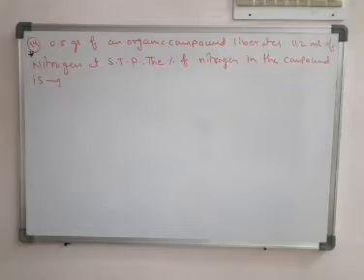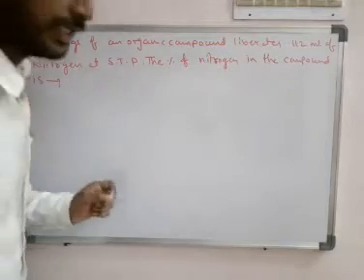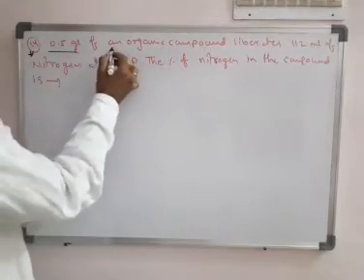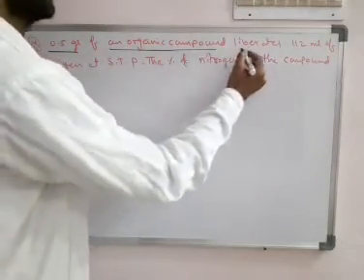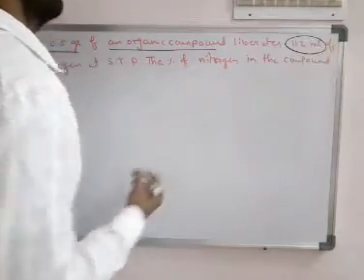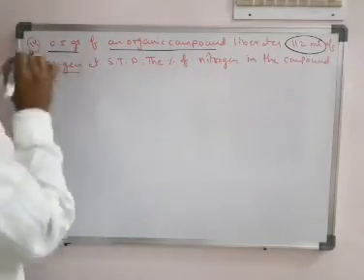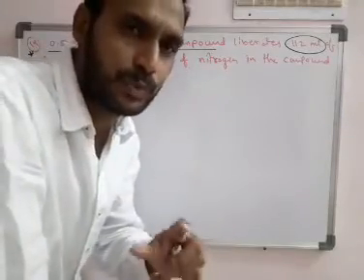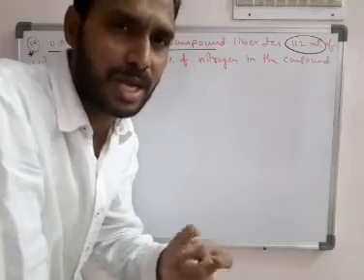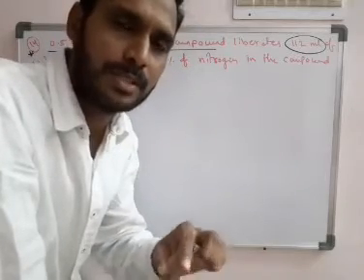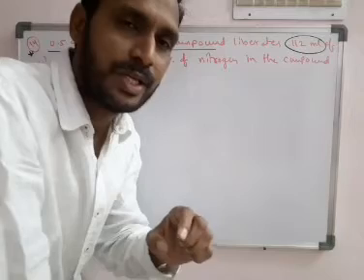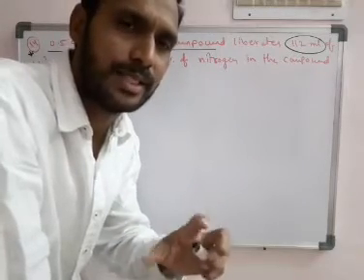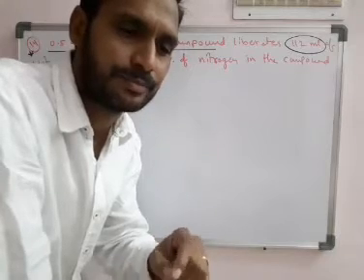Question number 14 is somewhat different compared to the earlier problems. 0.5 grams of an organic compound liberates 112 milliliters of nitrogen. Here it is not given as a hydrocarbon, so it is an organic compound. What is the difference between a simple hydrocarbon and an organic compound? Hydrocarbons are also organic compounds, but if they contain only the elements carbon and hydrogen, then they are treated as hydrocarbons.